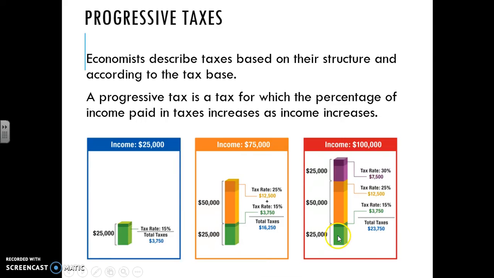So if we look over here at the example, the total taxes paid if you were under $25,000 is 15%. If you make from $25,001 up to $50,000, your tax rate becomes 25%, and then anything over that, $50,001 and up, is 30% tax.